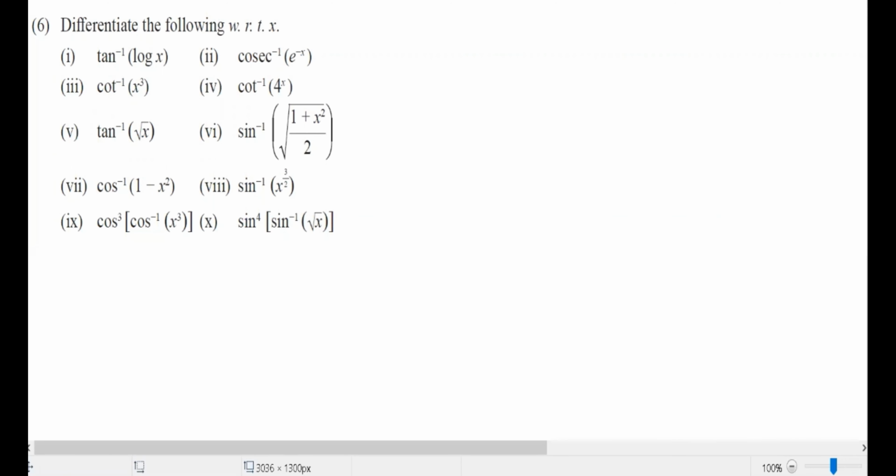Okay, so we are going to start with question number 6, ninth. First, differentiate the following with respect to x.